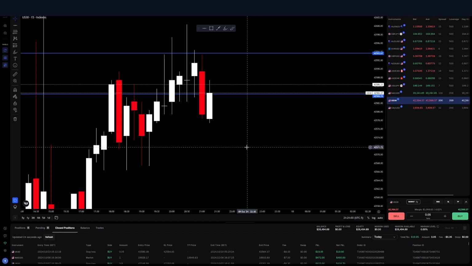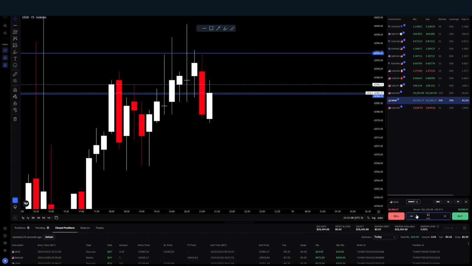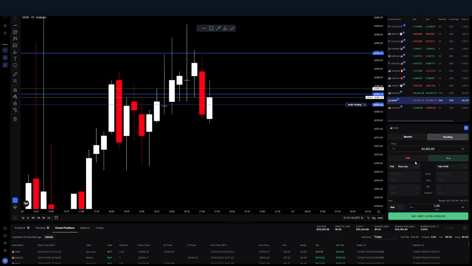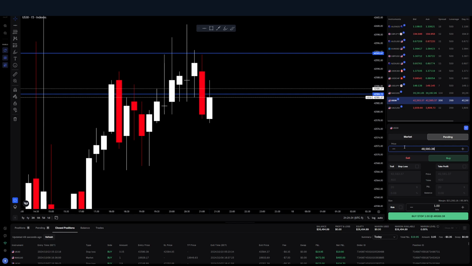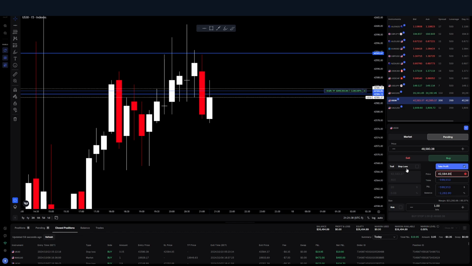And again, it boils down to position size. I took 0.05 lots on this, but if I took 1.00 lot, which I could have easily taken, then I basically jumped in. I don't know what my entry was. Let's see what my entry was on this. My entry was 42580.38, and my take profit was 42584.85.